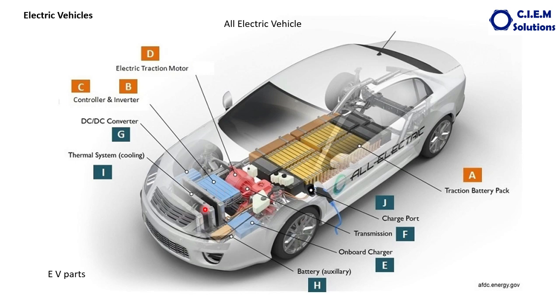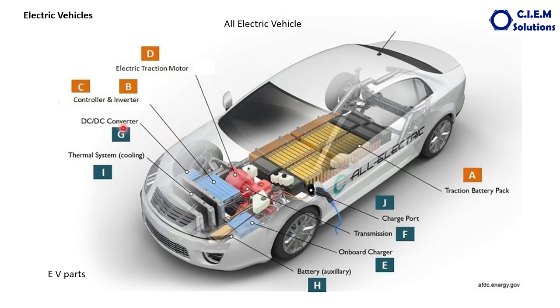The other component is the auxiliary battery. This is provided to give the power to the headlamps, tail lamps, indicators, instrument panel, etc. This is a 12-volt battery, whereas this battery pack will be between 300 volts to 400 volts depending upon the design of the car.